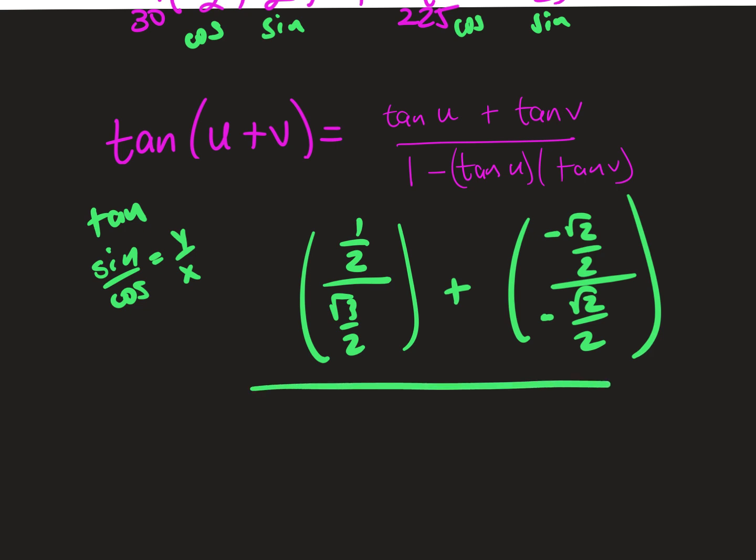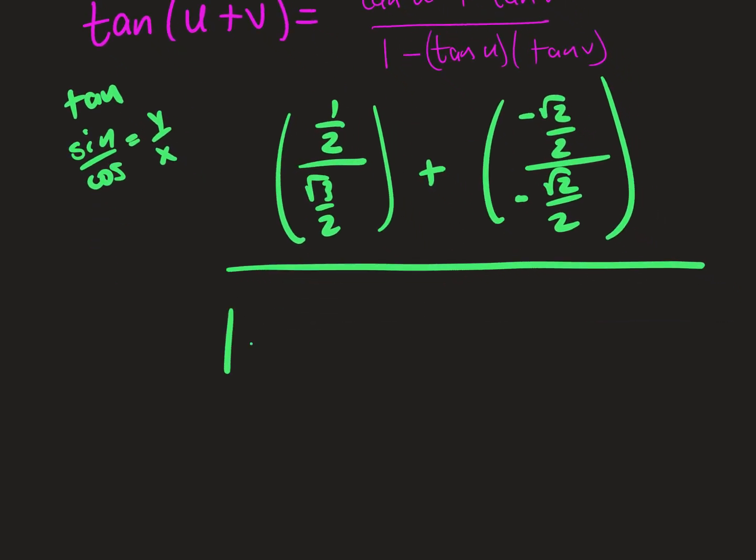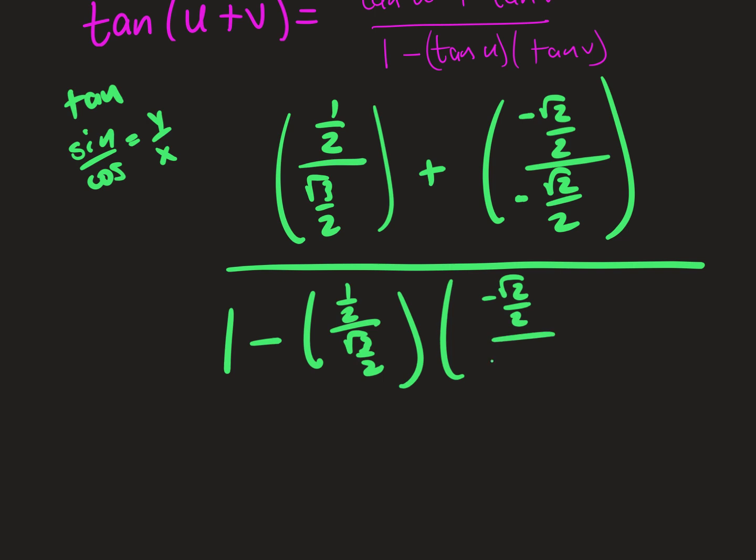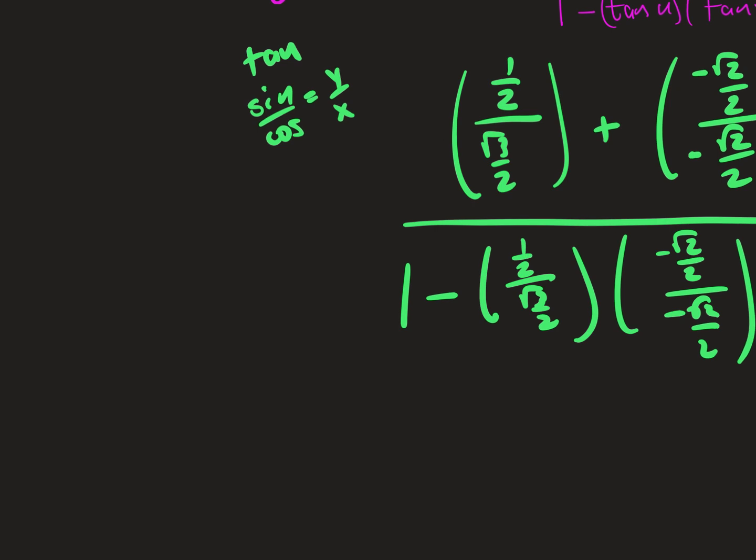Then divided by 1 minus the tangent of u. So 1 over 2 over square root 3 over 2, times negative root 2 over 2 over negative root 2 over 2. Does everybody understand what I did here? I just filled everything in. You could have simplified all the tangents first and then put it in. That's fine.